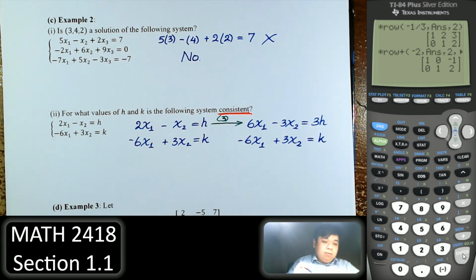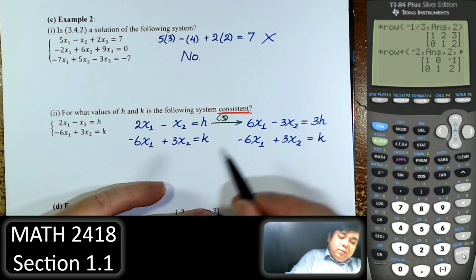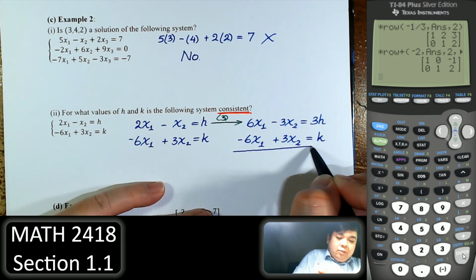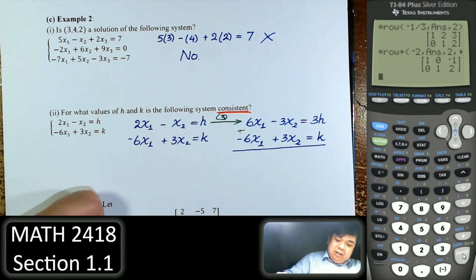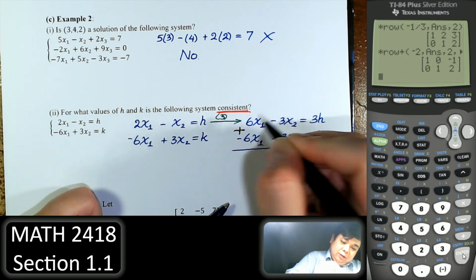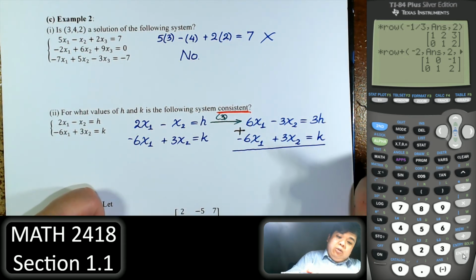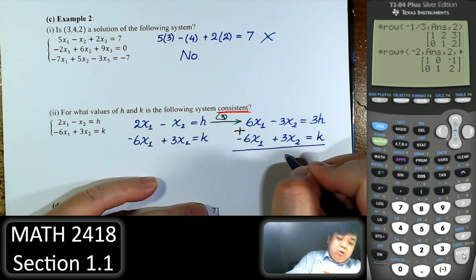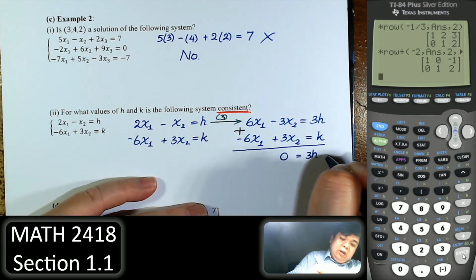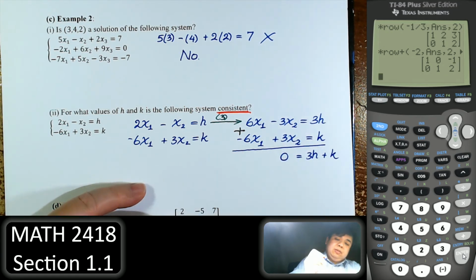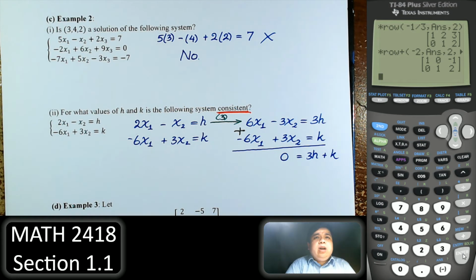Right. And now we just add side by side. That cancels out the x1, and x2 cancels out too, so we just have 0 equal to 3h plus k. Right, so 0 equal to 3h plus k. So let's go back. The system is consistent if it has a solution.